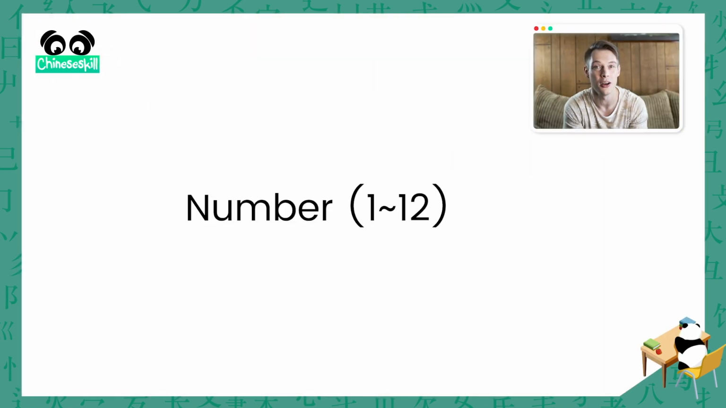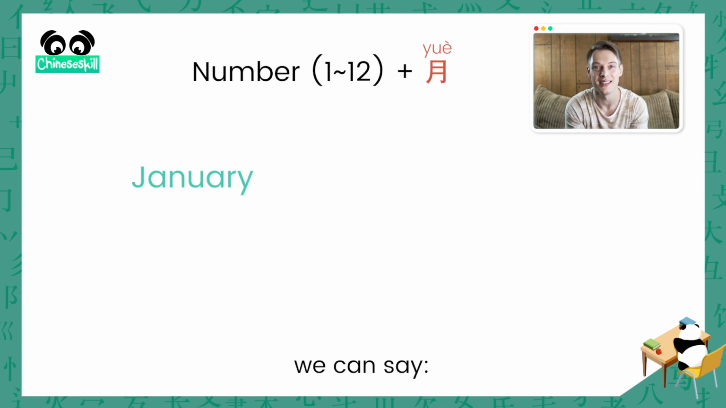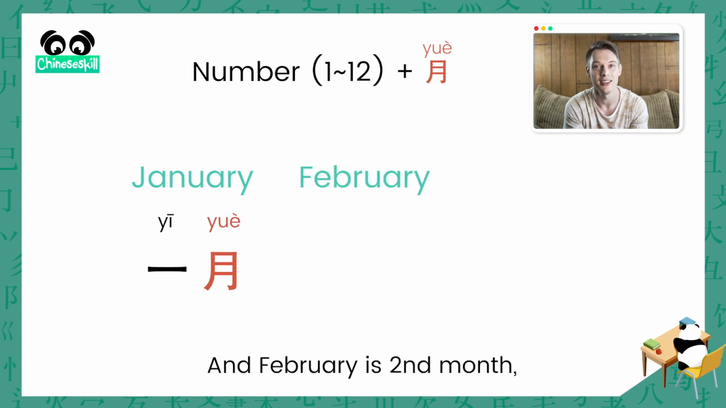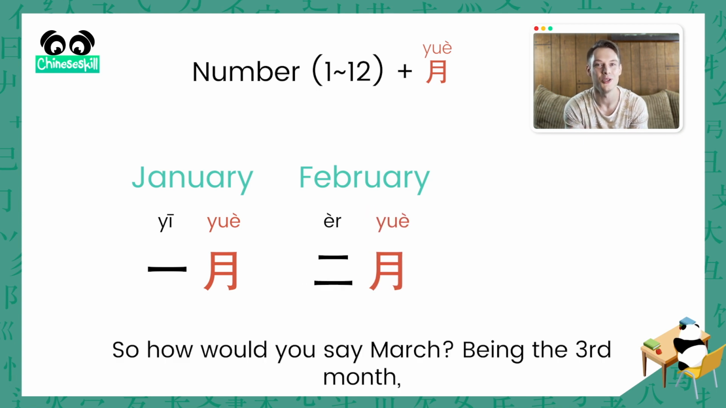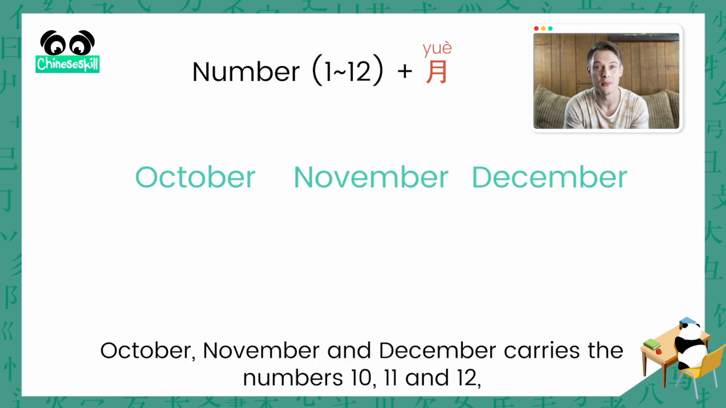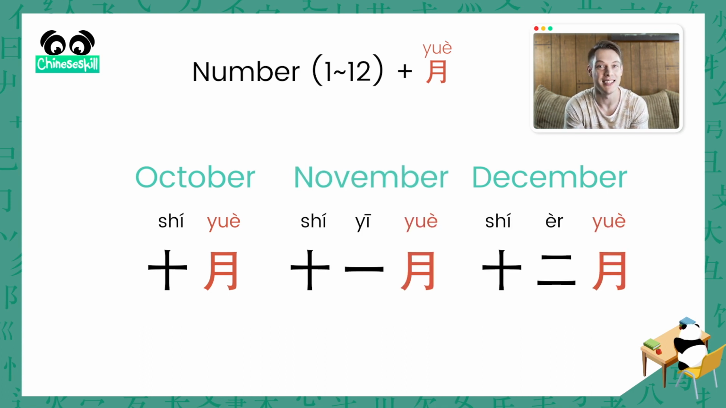To form the months in Chinese, we use the following structure. A number 1 through 12 plus 月. For example, January being the first month, we can say 1月, January. And February is the second month, 2月. So how would you say March being the third month? 3月, March. Good job. October, November, and December carry the numbers 10, 11, and 12 and sound like this. 10月, October. 11月, November. 12月, December.